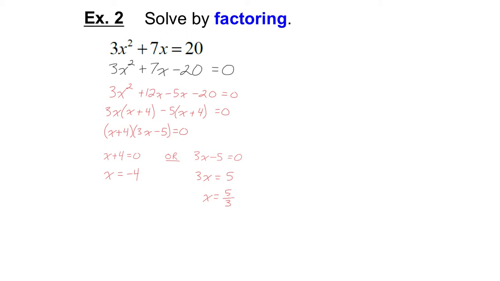The way I can write my final statement here is like this. And what that is, it's called set notation with the curly brackets. And what it means is x is equal to all the numbers listed in this set. Okay, so negative 4, comma, 5/3, it just means x is equal to both of those different numbers.